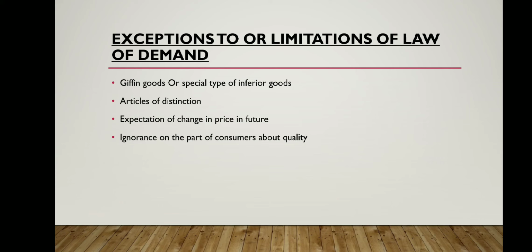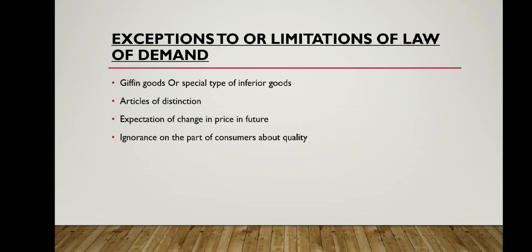Next are the exceptions, or we can say limitations, of the law of demand. Here are some limitations of the law of demand. What are these? Or we can say exceptions to the law of demand. First, Giffen goods or a special type of inferior goods. See, there are some commodities or consumptions which are inferior. We can take examples: bread, broken rice, jowar, bajra, etc.